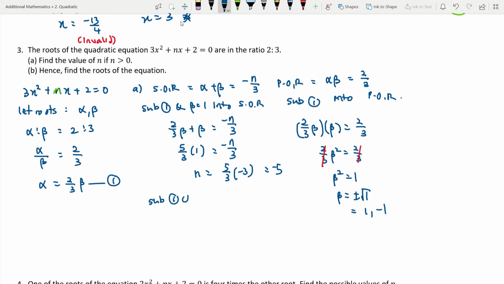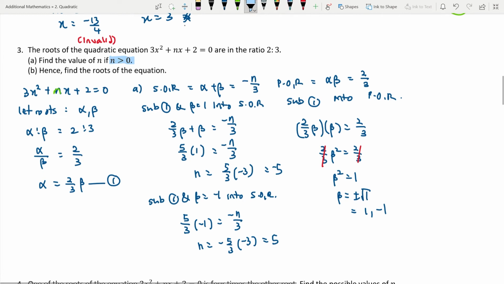We do the same for beta equal to negative 1. Substitute equation 1 and beta equal to negative 1 into the sum of roots. We get 5 over 3 multiplied with negative 1 equal to negative n over 3. N equal to negative 5 over 3 multiplied with negative 3 is equal to 5. And we are told that n is greater than 0. So this answer is invalid.